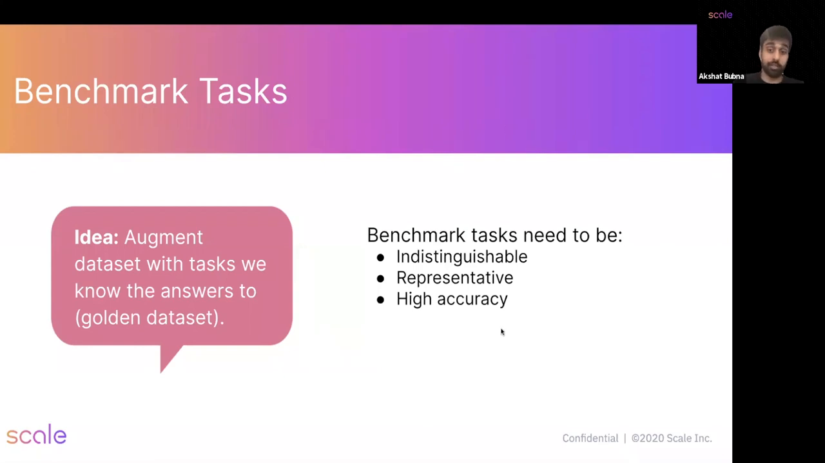But basically, it kind of goes back to how we need high accuracy data for data labeling. In a similar way, we need high accuracy benchmark tasks to train our taskers. And all of our decision making and all of the feedback we give them can only be as good as the benchmark tasks we're assessing them with.